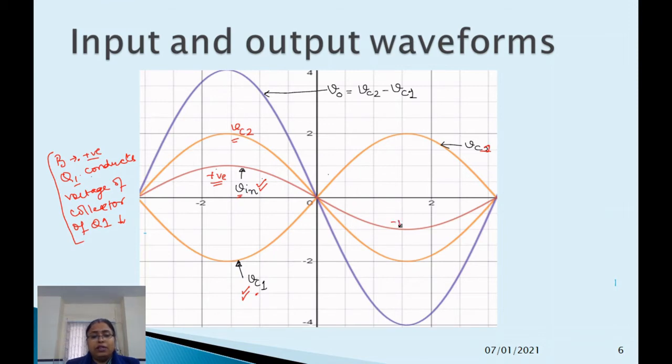Similarly, in the negative half cycle of Vin, what happens? The base of Q1 becomes negative, and the current stops flowing. As a result, the VC1 goes high as compared to the VC2. Clear? And the output voltage is given as the difference of the two voltages, VC2 minus VC1. So as you can see, this V0 is equal to VC2 minus VC1. Right? So coming on to the analysis.